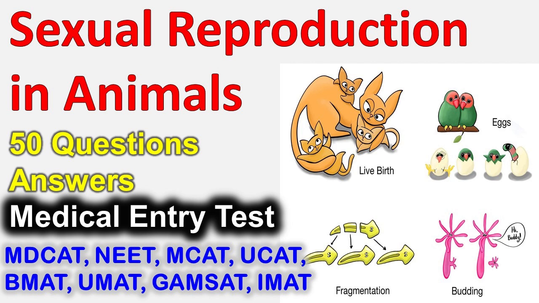Sexual reproduction in animals. You might already know that animals reproduce in different ways. But did you know that sexual reproduction involves special cells called gametes? These cells carry genetic information from parents to offspring. There are two types of gametes.